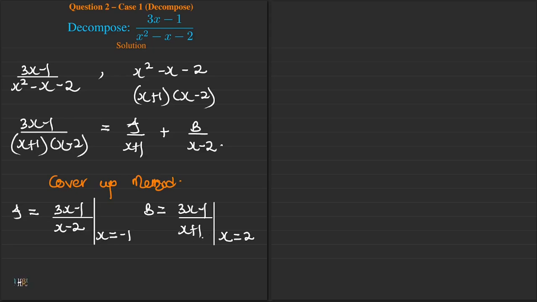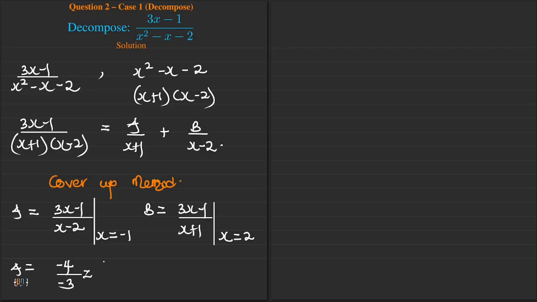So we now do our evaluation. Our A is equal to 3 into bracket x. This time around our x is negative 1. So 3 times negative 1 gives us negative 3. Negative 3 minus 1 gives us negative 4. So we have negative 4 over x, which is negative 1. So negative 1 minus 2 gives us a negative 3.